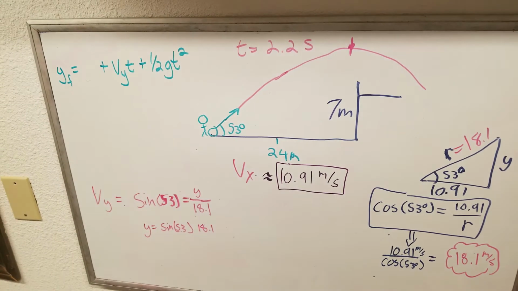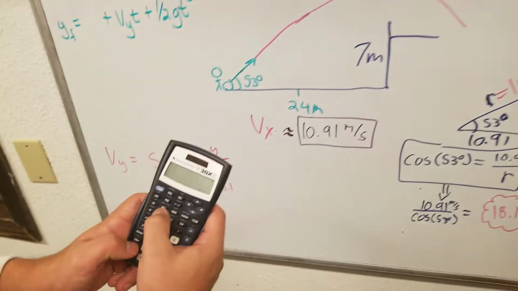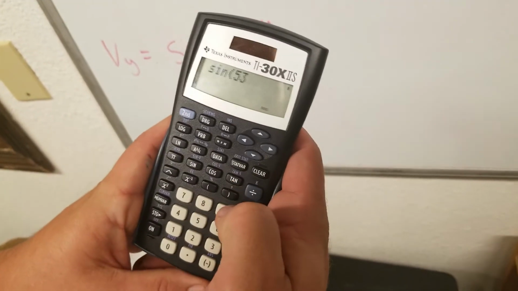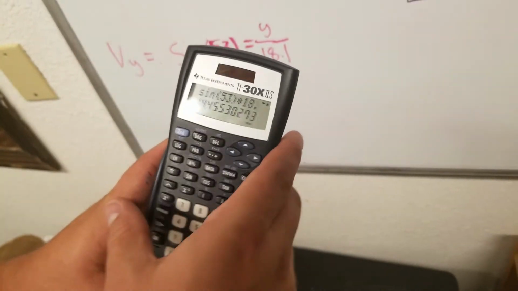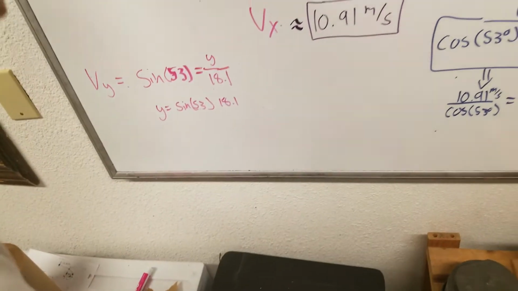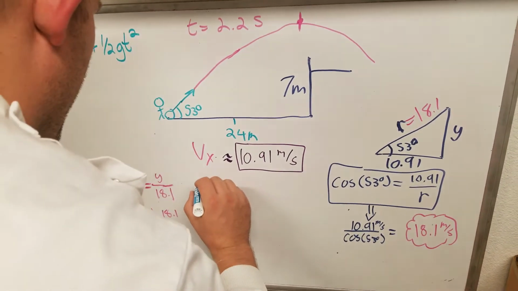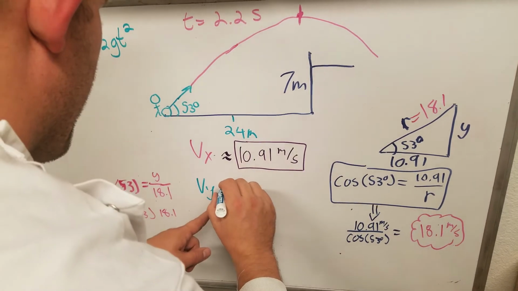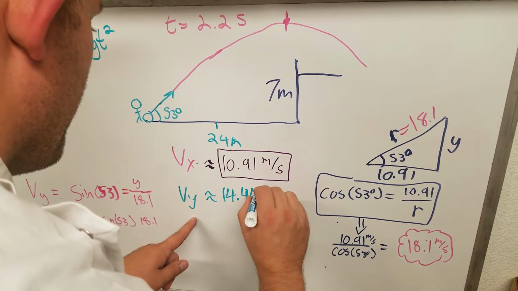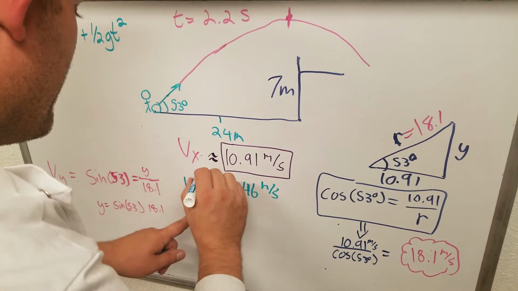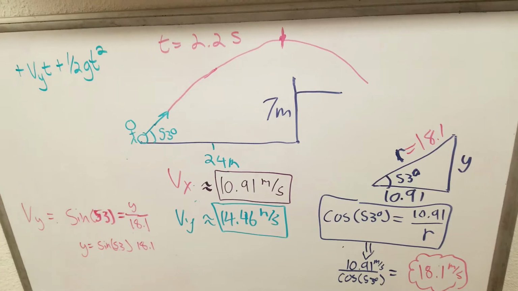Okay, let's look at our calculator one more time. We're going to go sine 53. We're going to multiply times 18.1. I think we get 14. Yep, 14.46, we'll say. So our final answer on that one is going to be v of y is approximately 14.46 meters per second. Now remember, this is not the solution for part B. This is just the part way there, right?